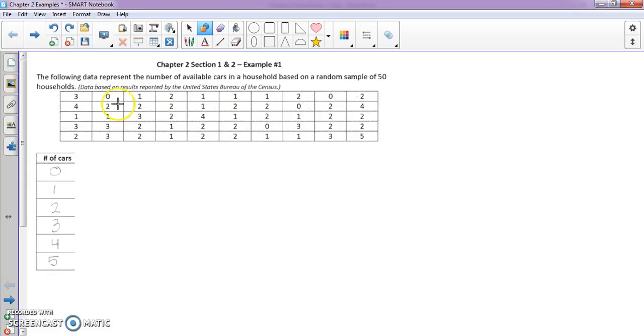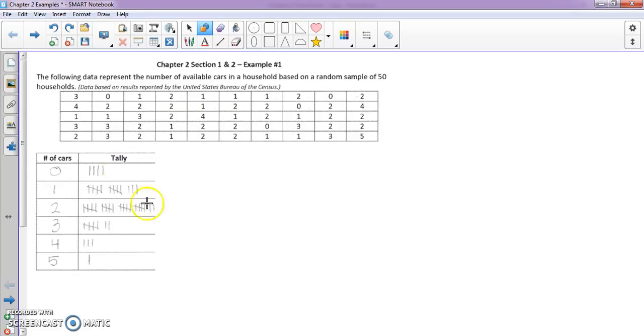Now the next thing we'll do is go through, look at our 50 values and create a tally column. Every time we see the number 3, we'll mark a tally, etc. Once we've created the tally column, we can add up our tally marks and create a frequency column. So we have 4 zeros, 13 ones, etc. Those 2 things together form what we call a frequency distribution. Just the category column and the frequency column is a frequency distribution.